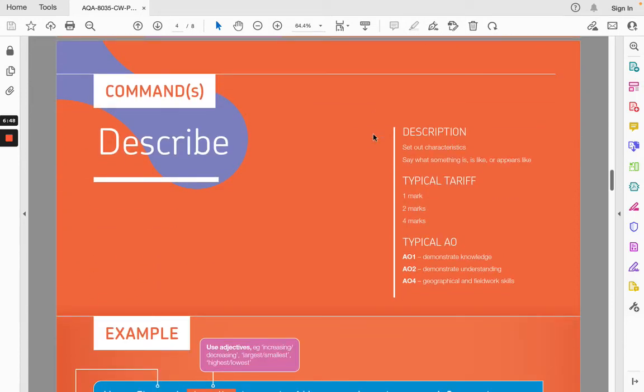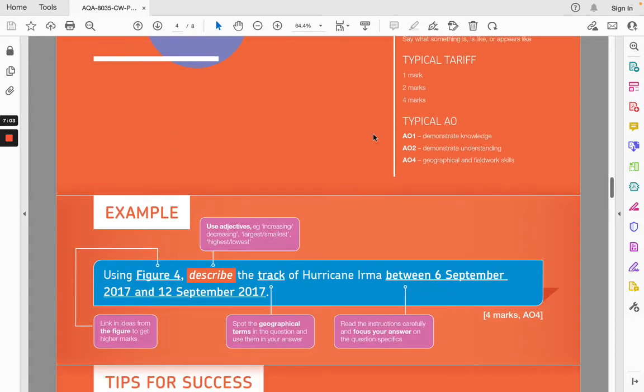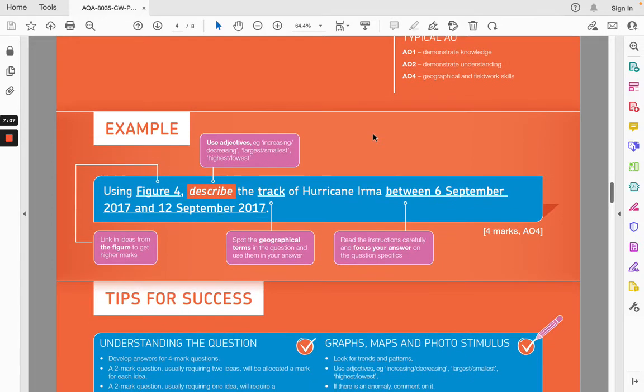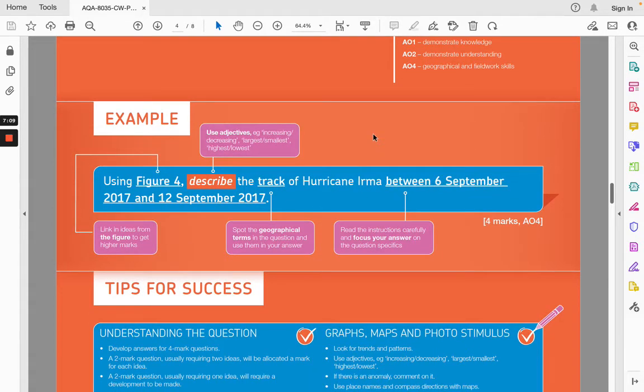Describe, pretty straightforward. Say it as you see it. That's what a describe is. Say it as you see it, okay? That's the most important thing. Say what you see. So just say what it looks like. You can see here, look, using figure 4, we've looked at this question before. Describe the track of Hurricane Irma between the 6th of September and the 12th of September.